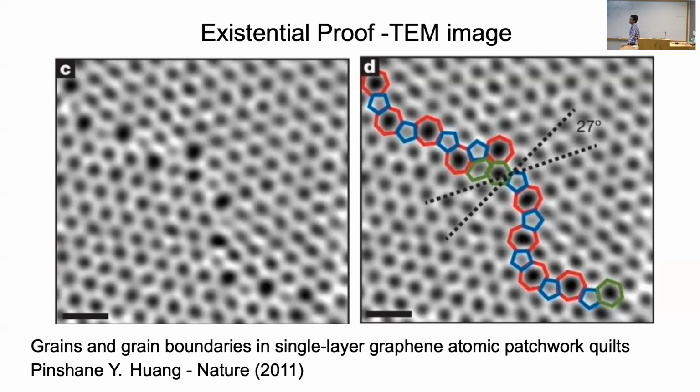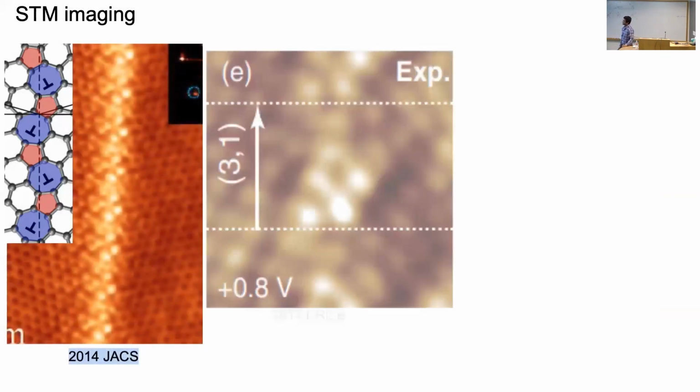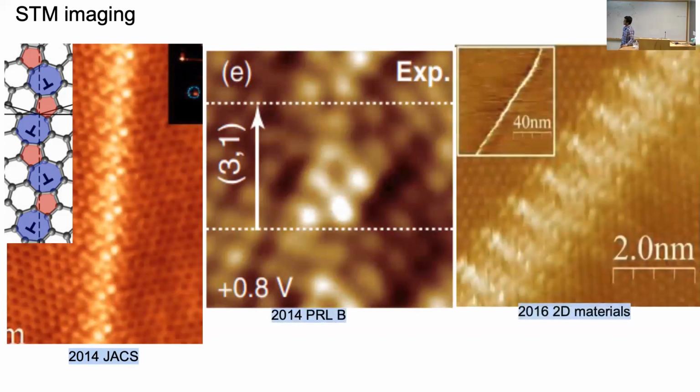It made me wonder, why can't we see these kinds of structures in STM? So I started with a literature survey of STM imaging of these kinds of grain boundaries, because it turns out this is the most common grain boundary you can find on graphene and graphite. This is an image of a zigzag grain boundary taken in 2014 in JACS. This is another from 2014 in PRL, and that's from 2016 in 2D Materials. None of these images look like a zigzag grain boundary. Even worse, they don't match up. None of them look similar.